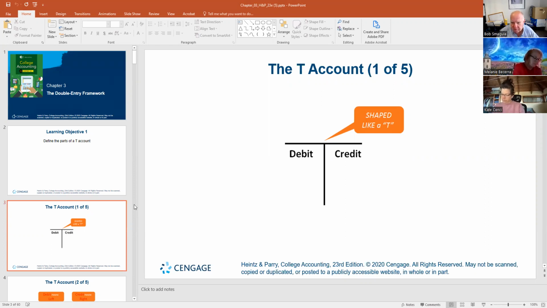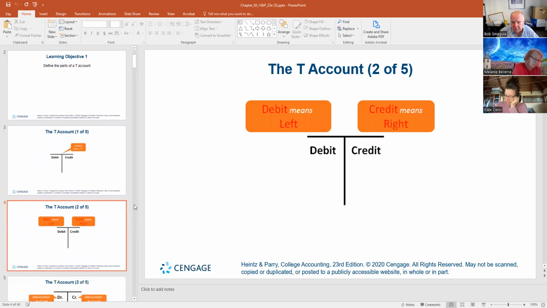Debit, credit. Debit means left. Credit means right. Debit means left, credit means right. There's no value judgments here. One is not better than another. Credits must equal debits at all times to keep your accounting equation in balance. Debits must always equal the credits. Every transaction you prepare is going to have at least one credit and one debit, okay?